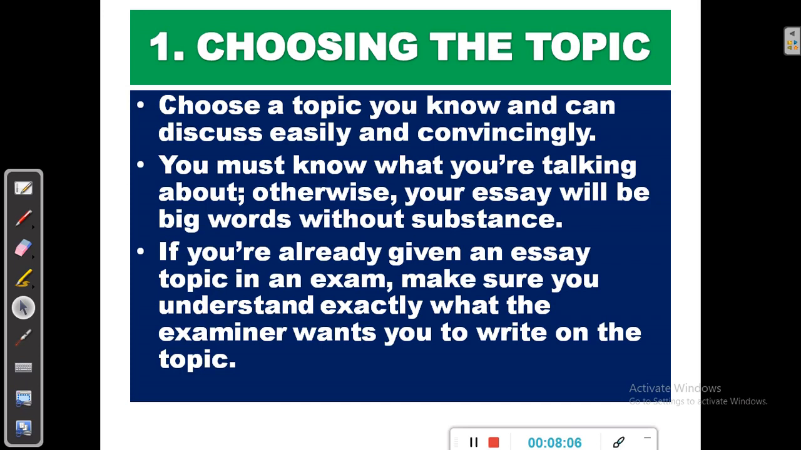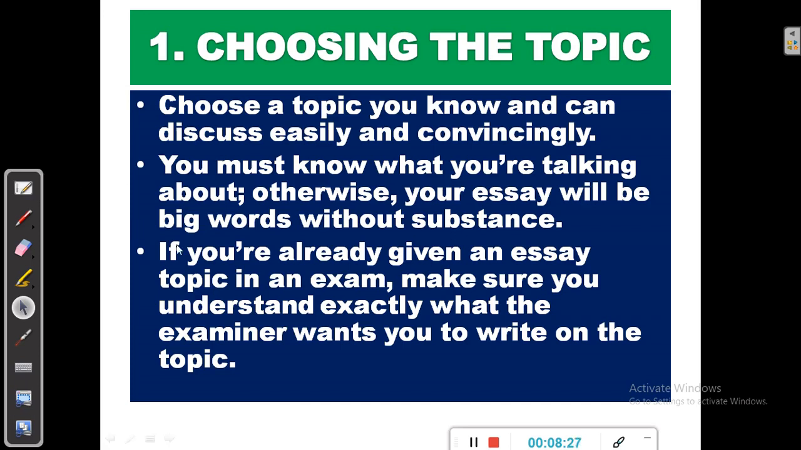So choosing the topic you know very well is the first step towards producing a good essay. You must know what you are talking about, as we have already said. Otherwise, your essay will be big words without substance. So that is about choosing the topic. Choose the topic that you understand very well.